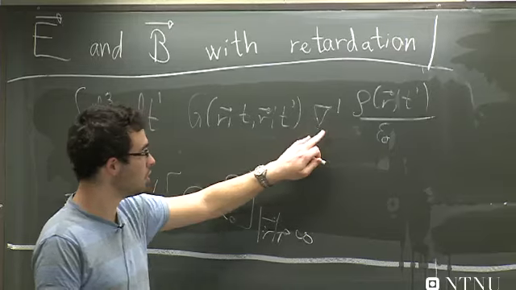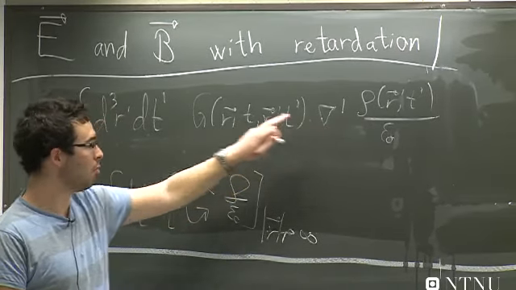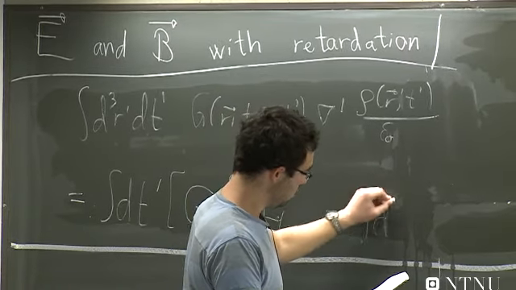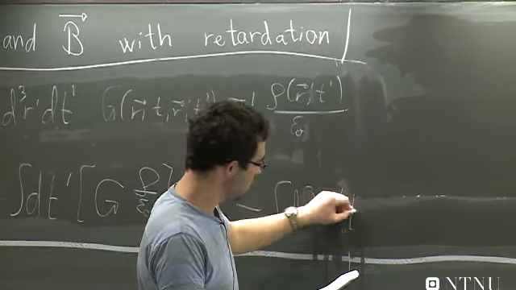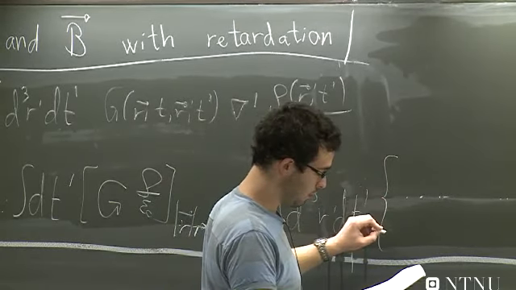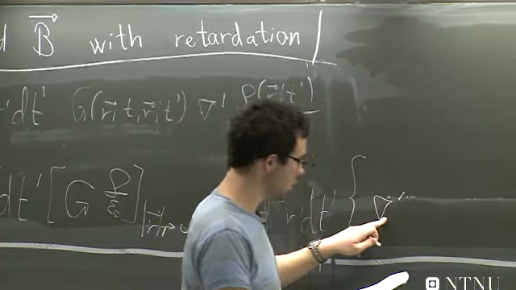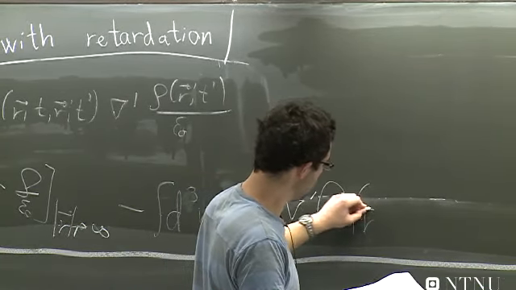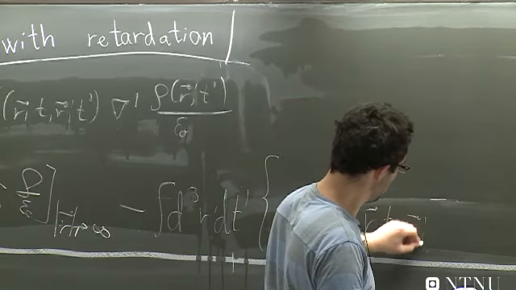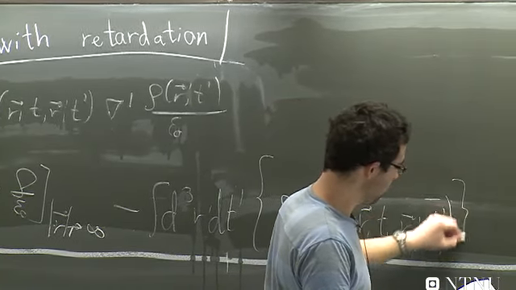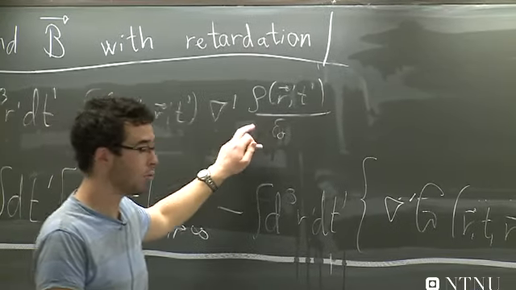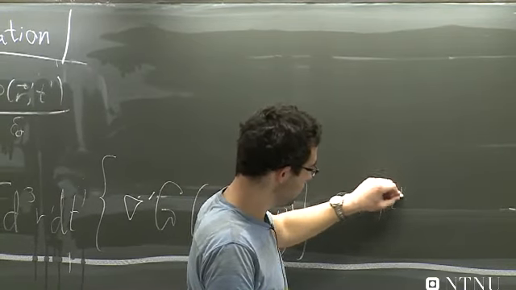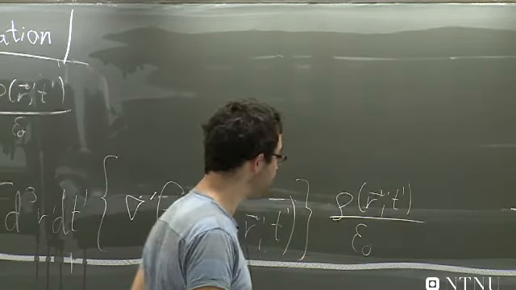And then I get the term where you have the nabla moved in front of the Green's function, which looks like d3 r prime dt prime, put a bracket, and now a nabla prime with respect to the Green's function. And finally, the charge distribution without the gradient in front anymore, rho of r prime, t prime over epsilon naught.